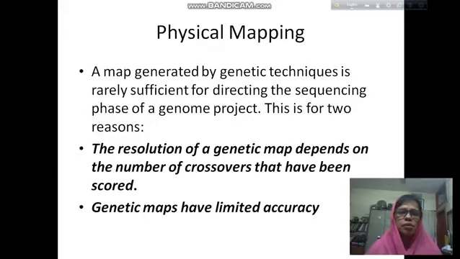Physical mapping. A map generated by genetic techniques is rarely sufficient for directing the sequencing phase of a genome project. This is for 2 reasons. The resolution of a genetic map depends on the number of crossovers that have been scored. Genetic maps have limited accuracy.